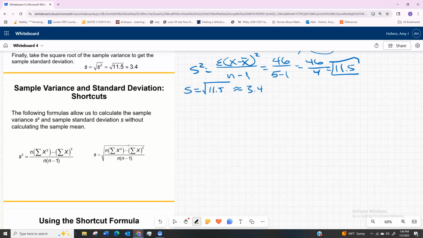Okay, so how do we do the shortcut formula? And this is what I want you to use on your homework. Okay, so now that we kind of understand where all of this came from, we're going to use this on your homework.